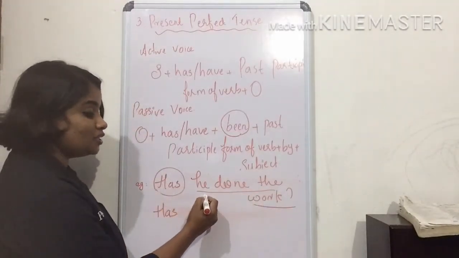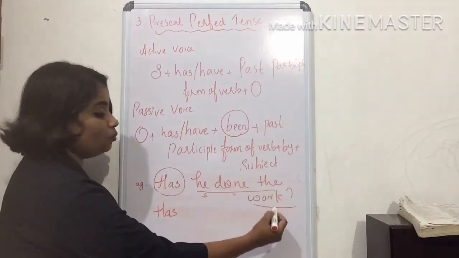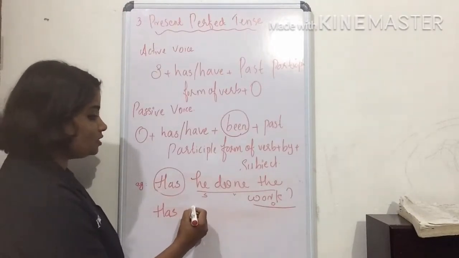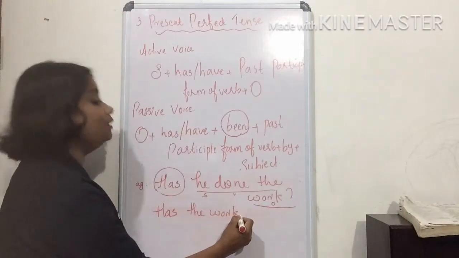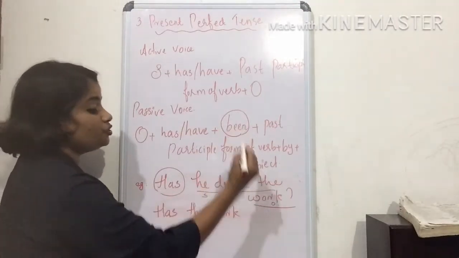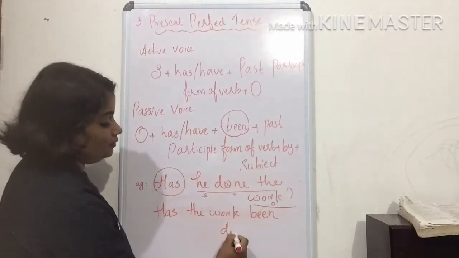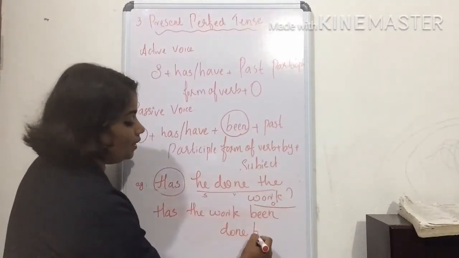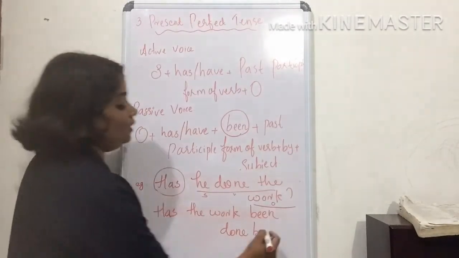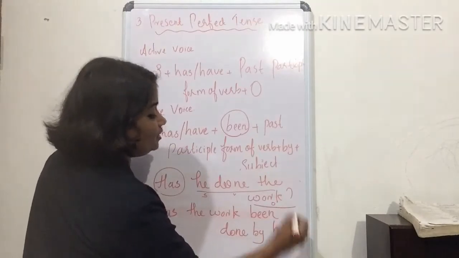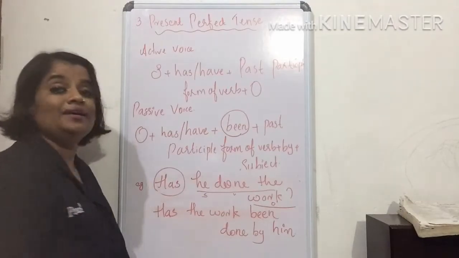Okay, so in this statement, which is the subject? Yes, he, and done is the verb and the work is the object. So the object comes at the beginning: has the work. In the case of present perfect tense, you need to use been. Then done. Done by he, subjective case, the objective case of he, yes, him. Okay, has the work been done by him?